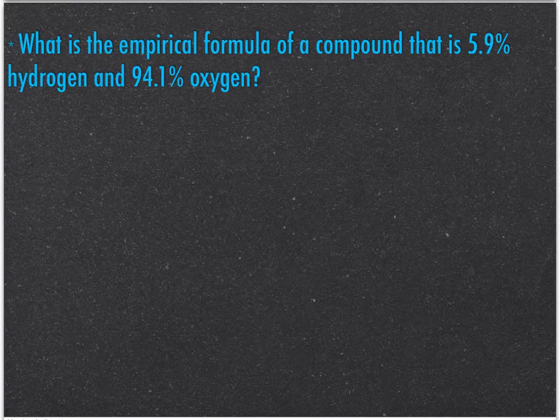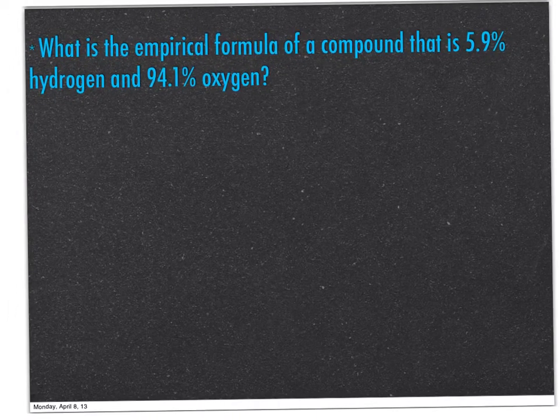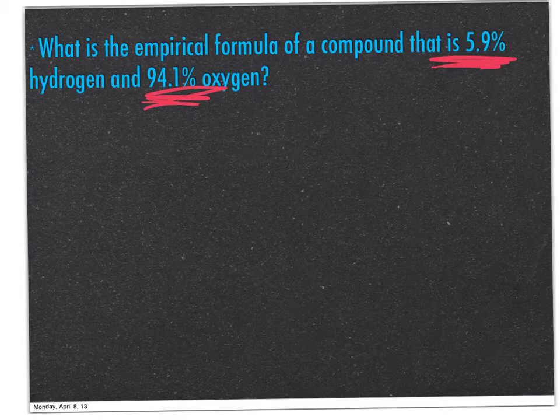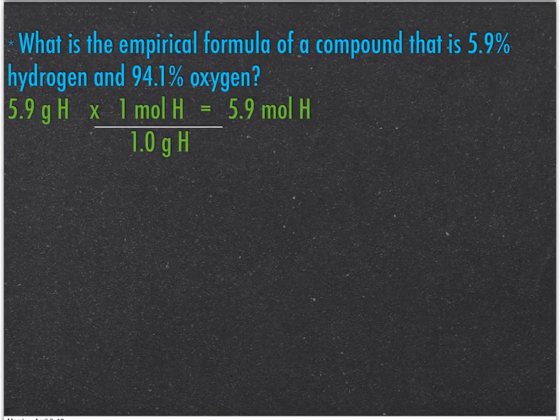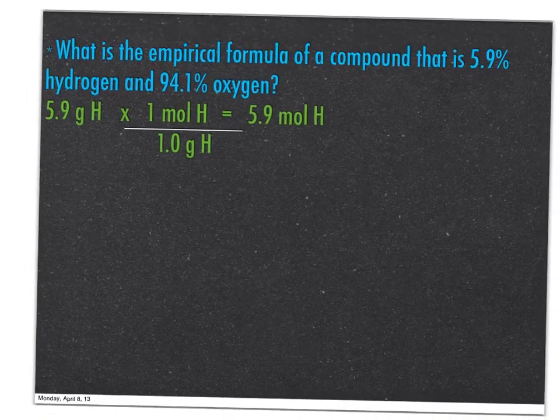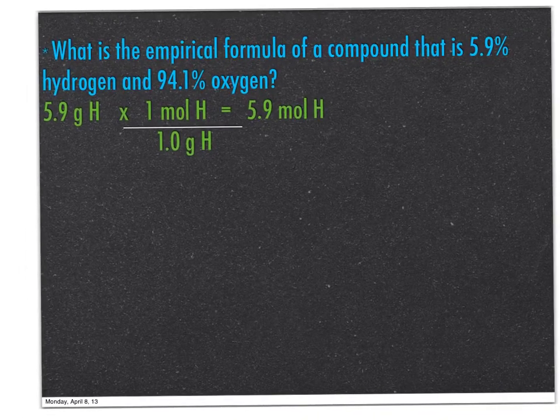Here's another example and something really similar. Again, even though they're giving us percentages, we treat those as grams. So 5.9% hydrogen and 94.1% oxygen, we treat those as 5.9 grams of hydrogen. Hydrogen is an easy one because we're always dividing it by 1 because that's the mass of hydrogen. So whatever you start with hydrogen is always what you'll get. 5.9 grams equals 5.9 moles.